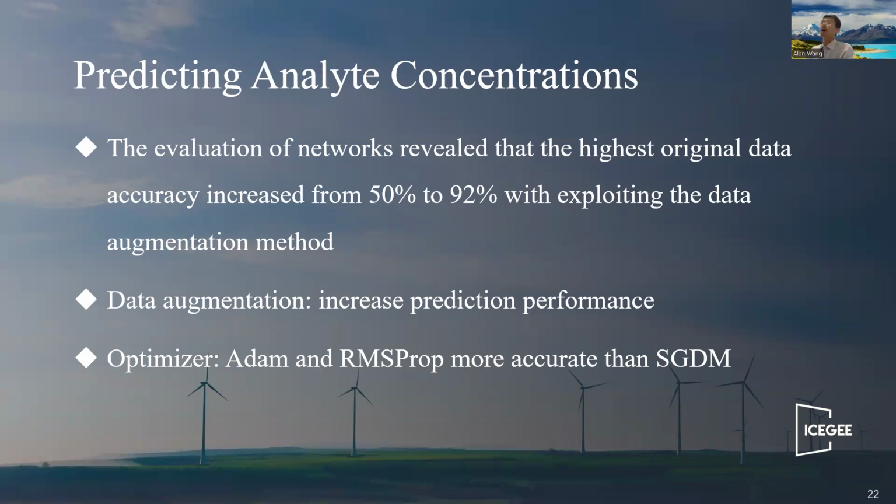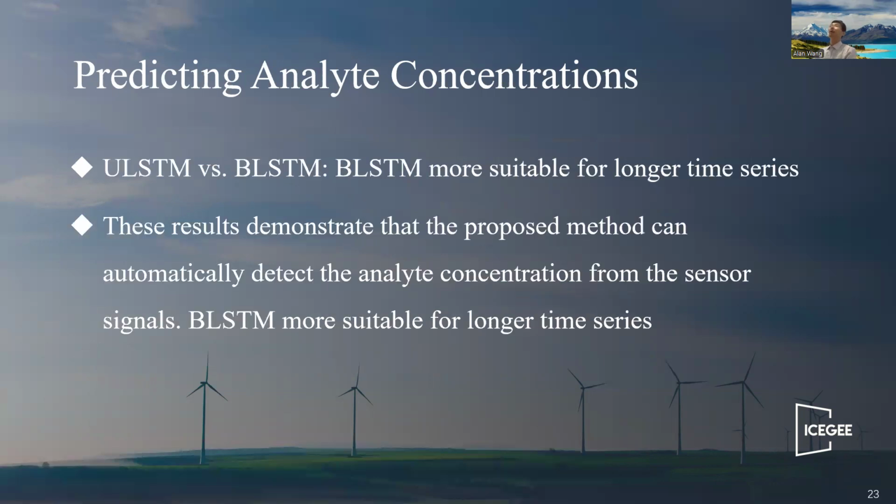In comparison of the optimizers, our experimental results demonstrate that Adam and RMSProp are more accurate than SGDM. Regarding the unidirectional and bidirectional LSTM, bidirectional is more suitable, especially for longer time series. So the experimental results demonstrate that the proposed method can automatically detect the analyte concentration from the sensor signals, and the BLSTM is more suitable.